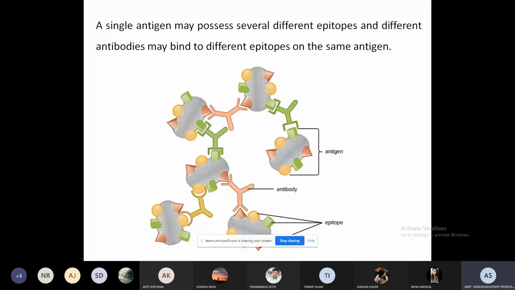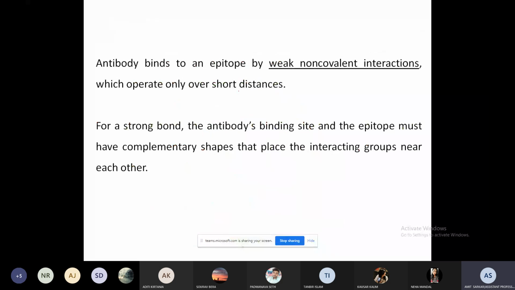You may have observed that in biology, weak interaction is always the major force. Strong interaction is seldom found. Weak interactions are found in a huge number, but that's a different issue. So an antibody binds to the epitope by weak non-covalent interaction.